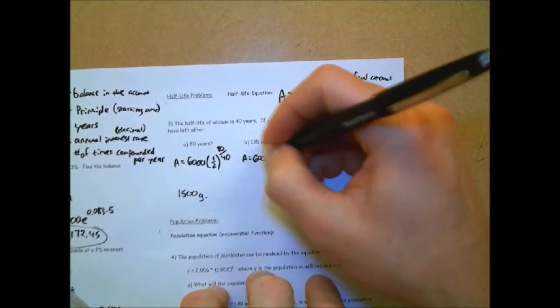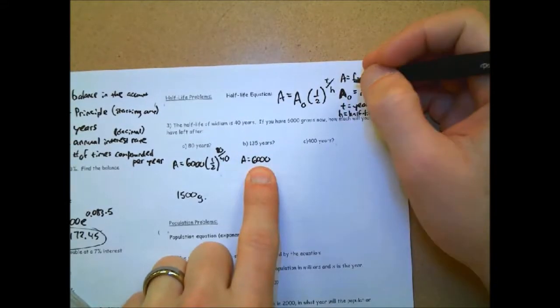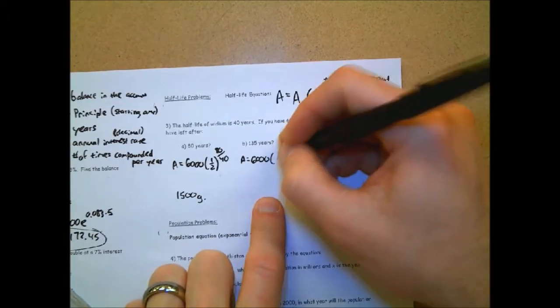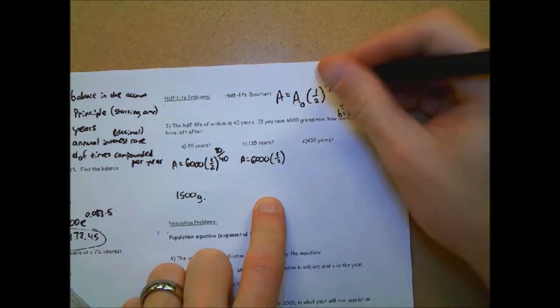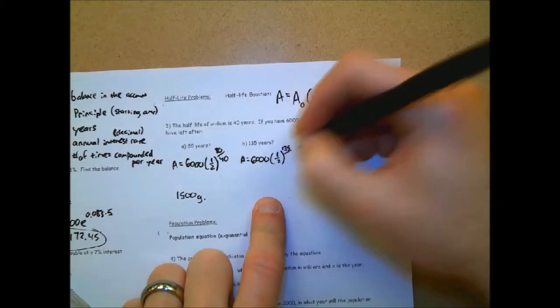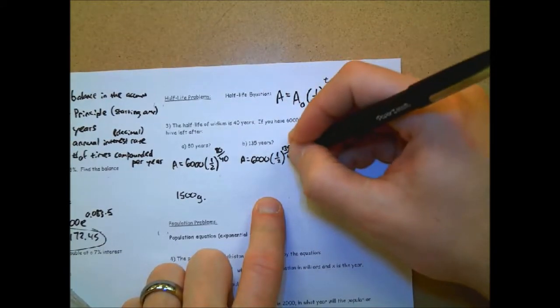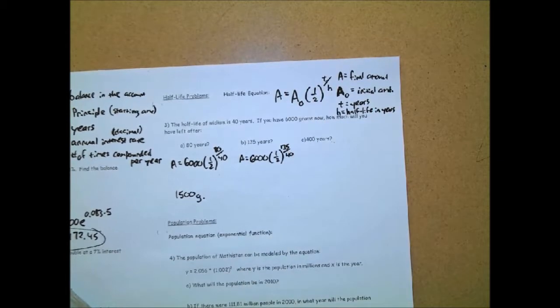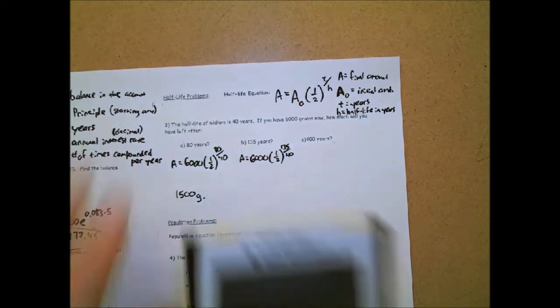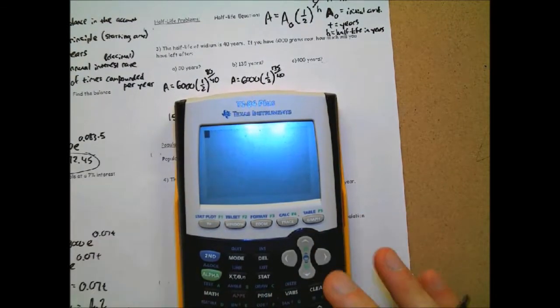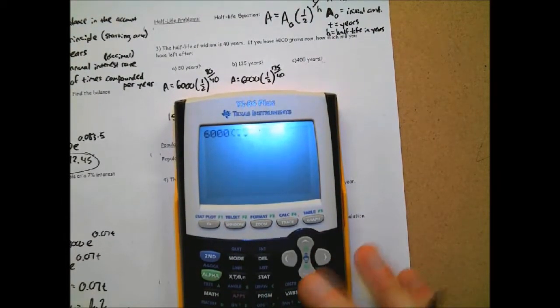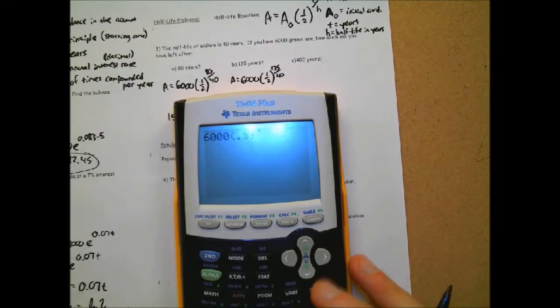So we'll go back to the 6,000. We'll do 1/2 again, to the, and then again our T here is 135 over the half-life of 40. And again, you type that whole mess in your calculator if you want to. If you have the pretty type, it makes it even easier, but 6,000 parentheses 0.5 to the 135 over 40.